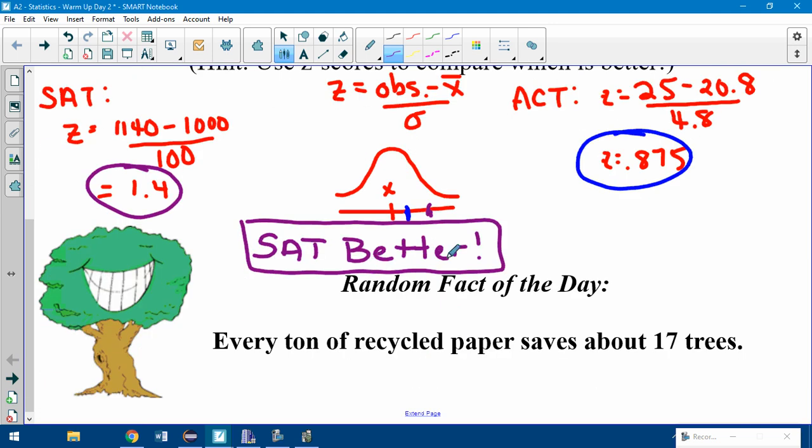Your random fact of the day: every ton of recycled paper saves about 17 trees. Make trees happy.